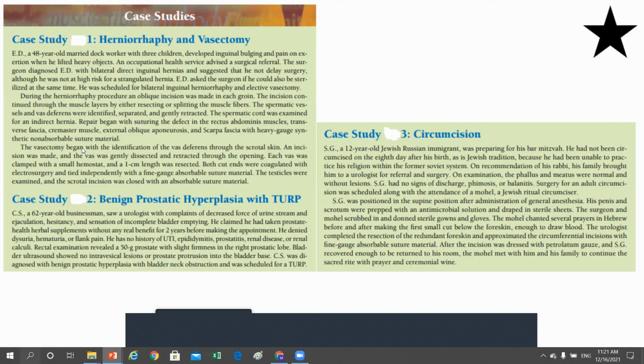So if you read this case, CS, a 60-year-old businessman, saw a urologist with a complaint of decreased force of urine stream. Look at the common English words.